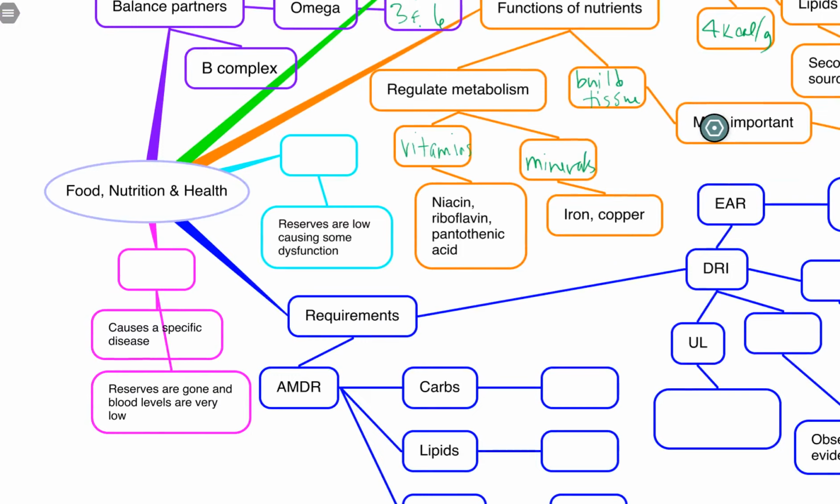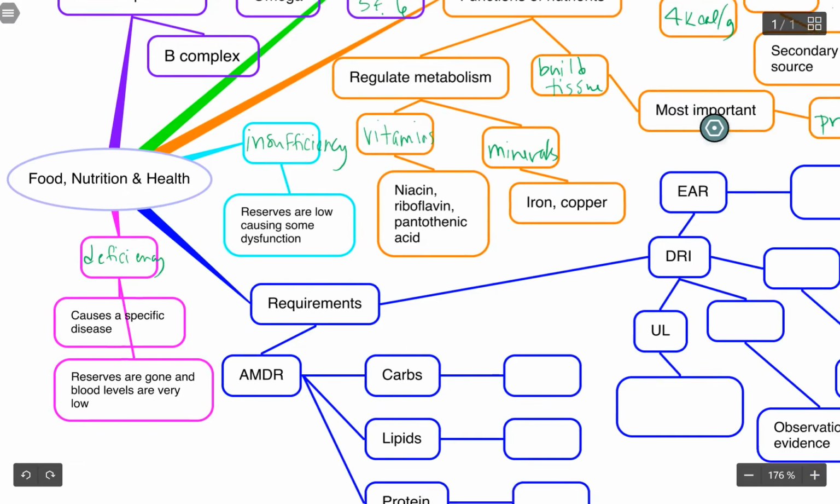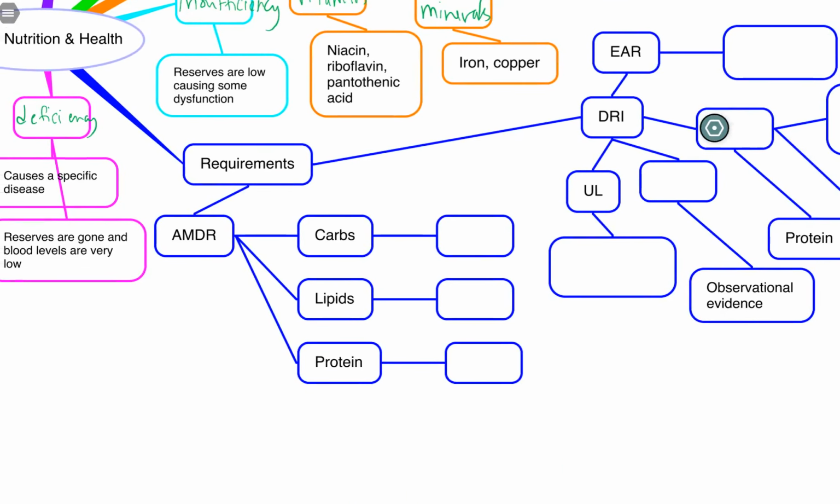Now many times our patients are not going to be deficient, they're going to be insufficient, where their reserves might be a little bit low, they might have some dysfunction related to it, but not necessarily some overt clinical deficiency symptoms. So most of our patients are going to be in insufficiency. If they have overt clinical deficiency issues, specific disease, then that is deficiency. Then we have several other numbers to go through.